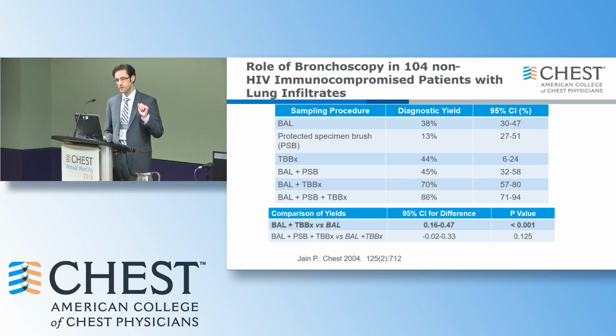They looked at 104 non-HIV immune-compromised patients with lung infiltrates and sort of defined the diagnostic yield of all the sorts of tools that we use for bronchoscopy. They showed that BAL had a diagnostic yield of about 38%, a little bit lower than I would have expected, but maybe that's right where it actually is. Protected specimen brush, not very helpful, only 13%. Biopsy, 44%. You start combining things, BAL and brush, 45%.